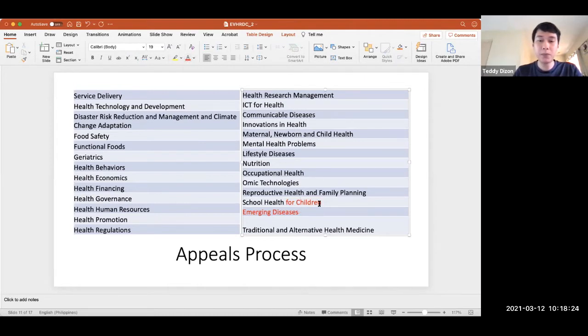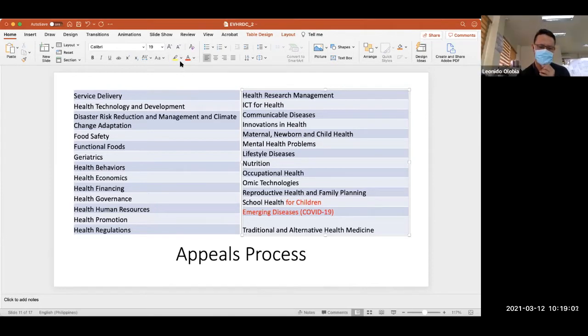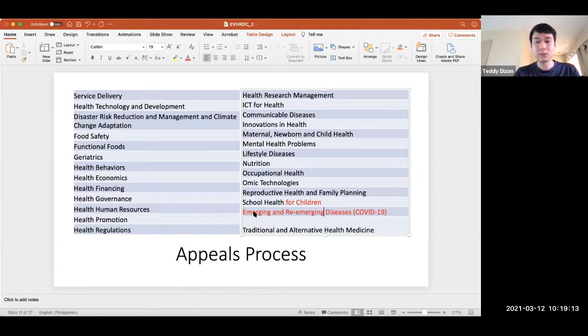We inputted school health for children because that is the only one that came in yesterday, and then emerging diseases, especially COVID-19. But basically, communicable diseases like COVID-19 are already under the communicable diseases category. Actually, in the first coding, it is infectious and communicable diseases, and also under it, emerging and re-emerging diseases. So, Dr. Lim, emerging and re-emerging. Dr. Lim, you are recognized po.